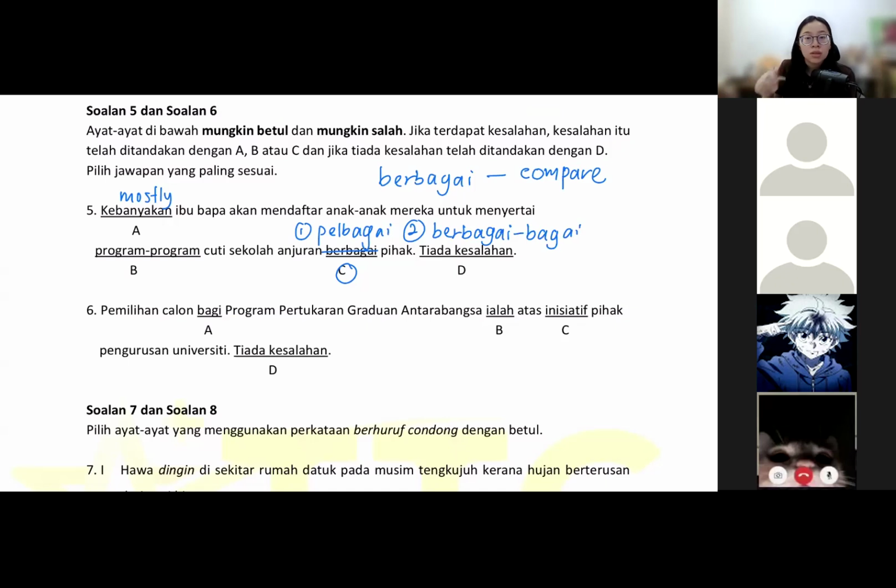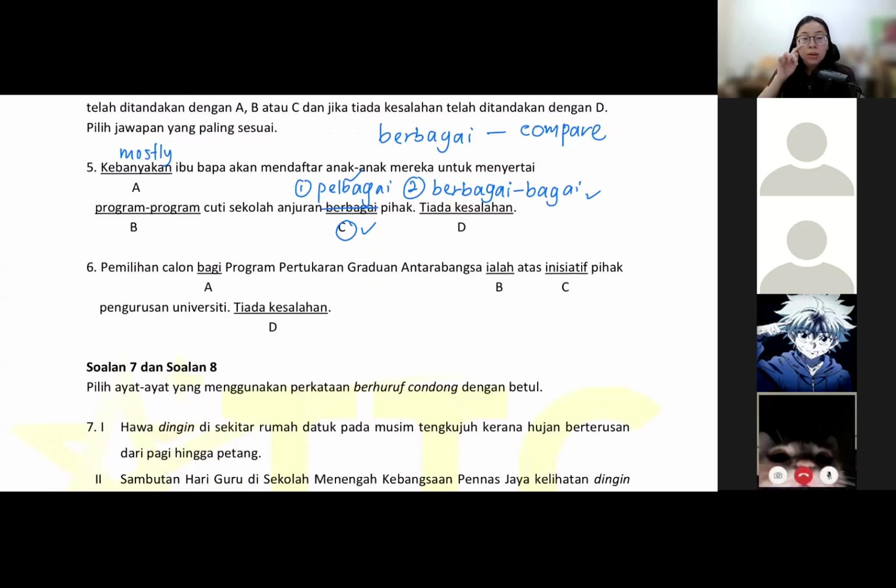In form two, form three, teachers still accept if you change berbagai to pelbagai. But next year, form four, form five, their marking scheme for the first answer will be berbagai-bagai, because they are testing whether you know how to change berbagai towards berbagai-bagai. This one is the first marking scheme for form four, form five. So you have to know these two answers. You cannot just know pelbagai only, even though pelbagai is equal to berbagai-bagai.